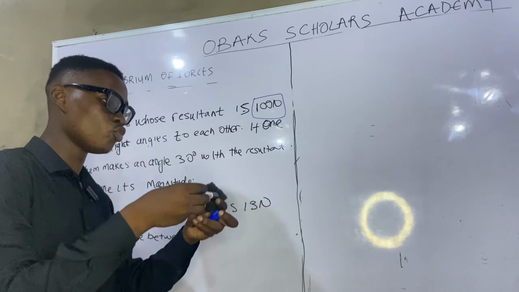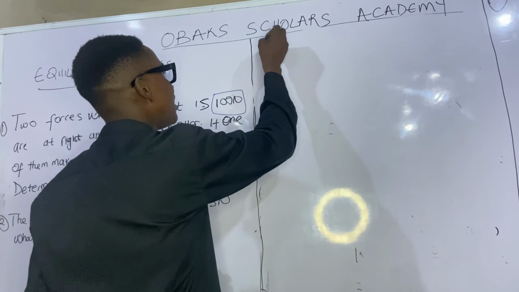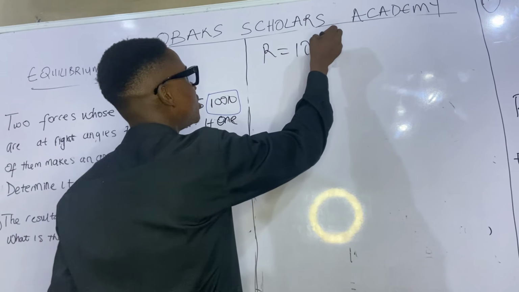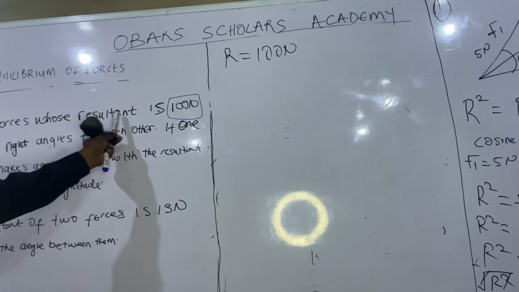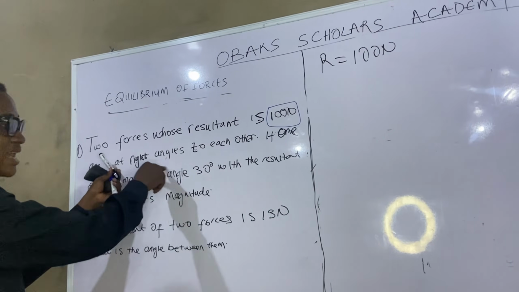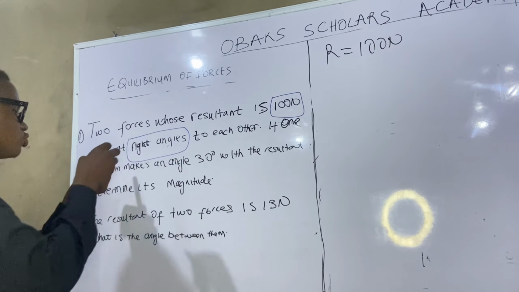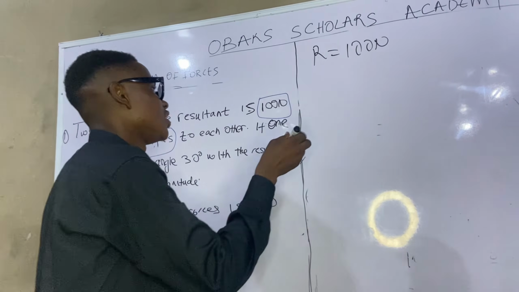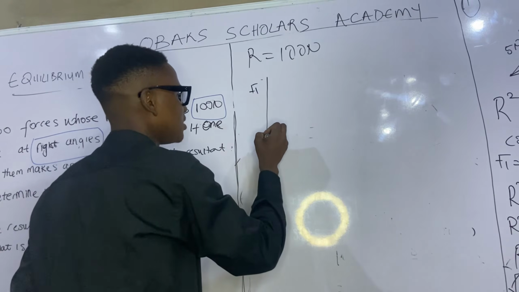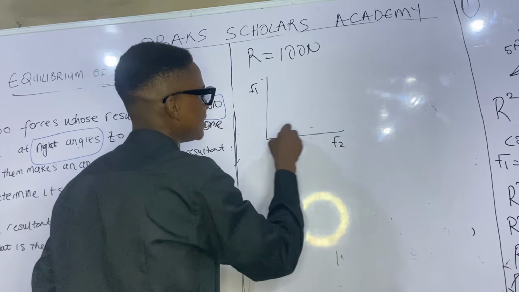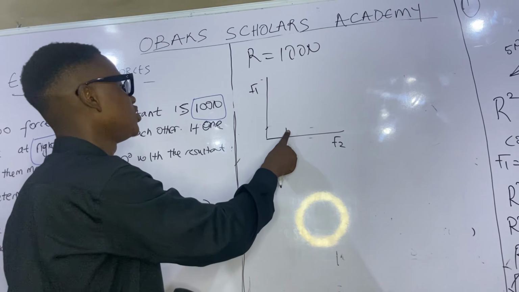So in this question, we have been given the resultant, that is R. R is equal to 100 Newton. Two forces whose resultant is 100 Newton are at right angles. So if we are to represent this question in a diagram, it will be like this. These are the two forces, F1 and F2, because they are at right angles with each other.